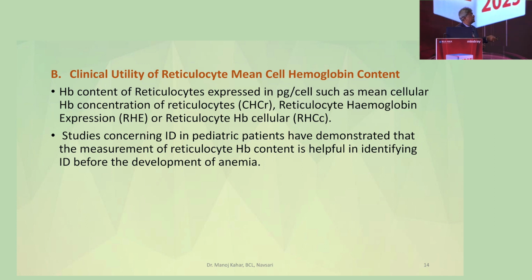Then the second parameter which is being used is the reticulocyte mean cell hemoglobin content, and different equipment label it differently. Some instruments label it as CHR, Mindray labels it as reticulocyte hemoglobin expression, and some instruments also have the reticulocyte Hb cellular, that is RHCC. Studies concerning iron deficiency in pediatric patients have demonstrated that measurement of reticulocyte hemoglobin content is helpful in identifying iron deficiency before the development of anemia. So you are able to pick up the iron deficient stage before the actual development of anemia.